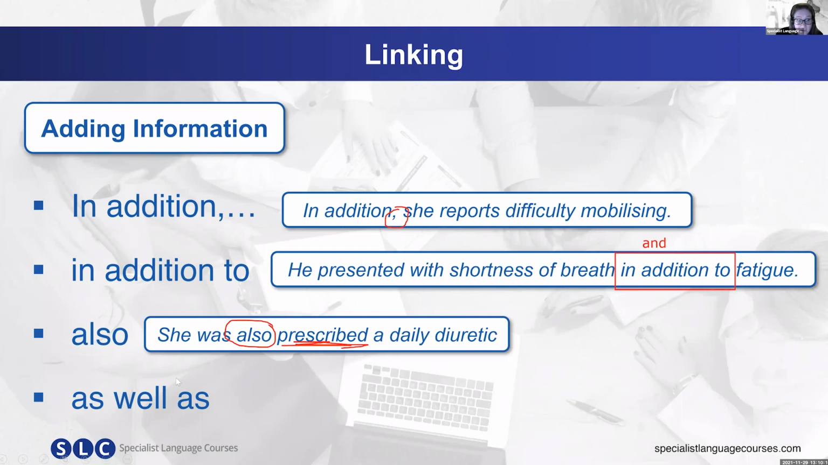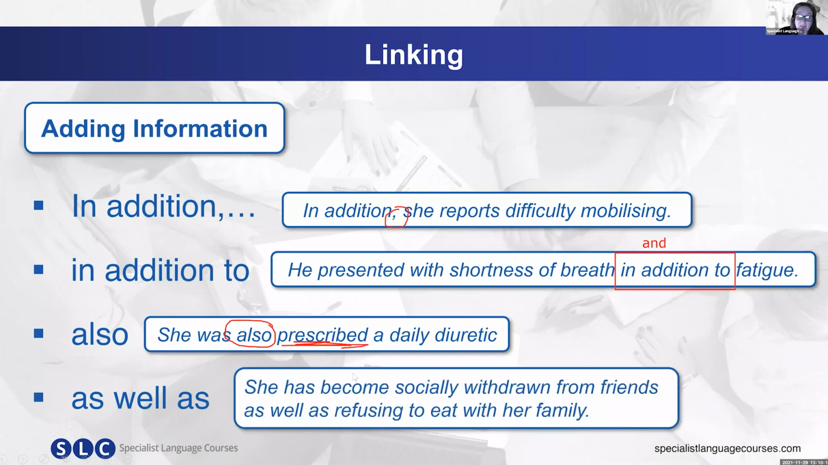And as well as works in the same way as in addition to. Yeah, it basically means and we use it in the middle of a sentence, no commas. Yeah, she has become socially withdrawn from friends as well as refusing to eat with her family. And it's followed by a noun. Okay, so this is quite clear.